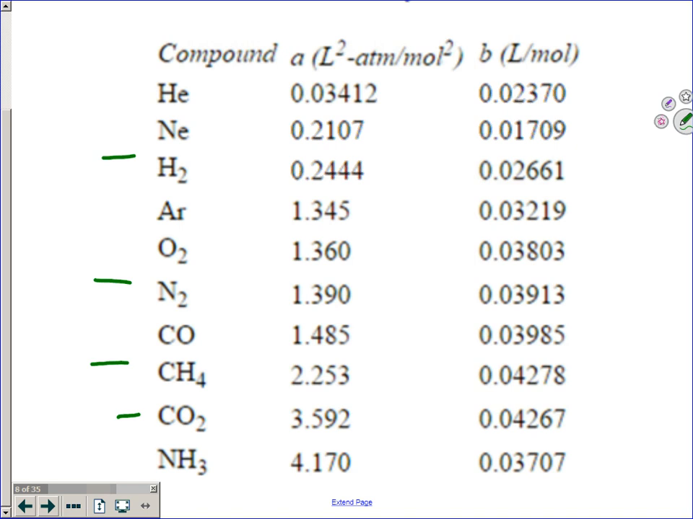Which column are you guys looking at? So intermolecular forces are forces of attraction. So you're thinking attraction, which means which variable? A. Okay, so this one's the one that deals with attractions, which would be intermolecular forces. So you guys said the biggest one was which one? Carbon dioxide, because it's at a 3.5 versus the rest of them are smaller.